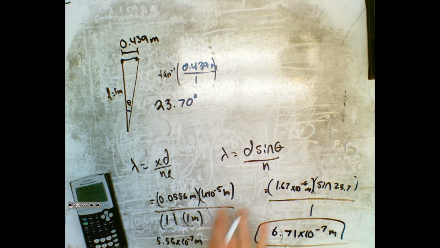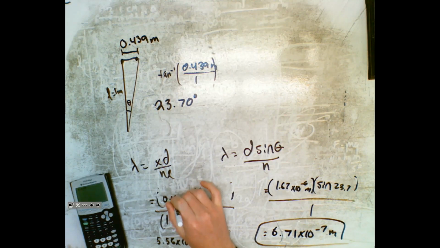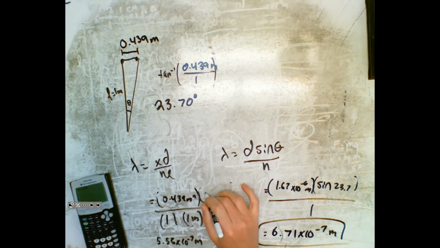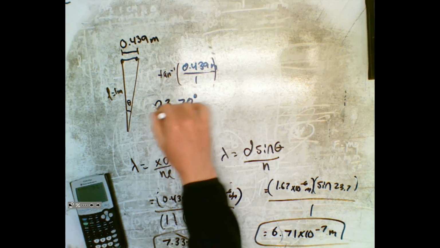But if you tried it using this one here, so my x is 0.439, and my distance between the slits is 1.67 times 10 to the negative 6 meters. We get 7.33 times 10 to the negative 7 meters. So this is not the answer. This would be marked wrong because your angle is greater than 10 degrees.